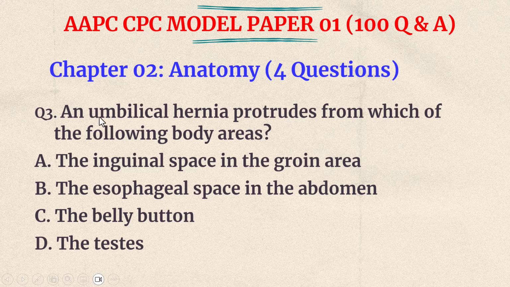Okay, if you know the umbilical hernia is in the umbilical region, so you can exclude this B, that is esophagus, so it's not correct answer. And the 3 other answers are inguinal space, belly button, the testis. So you can remove this testis as well. So A and C are the probable answer. So let's see how the hernias occur in our body.